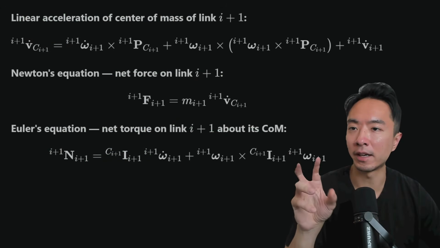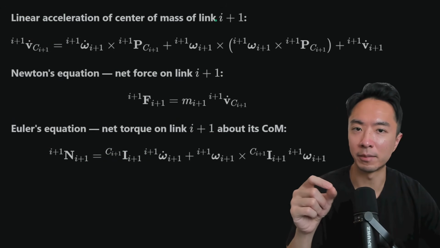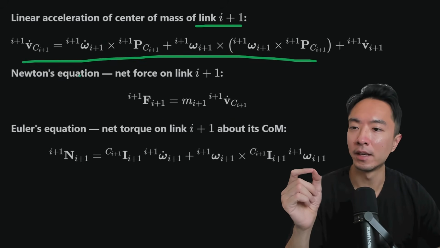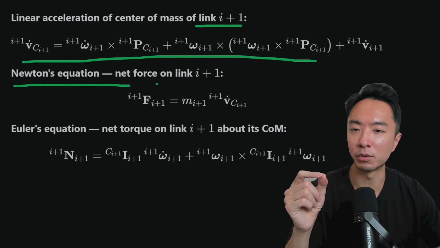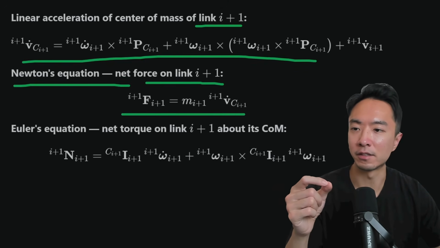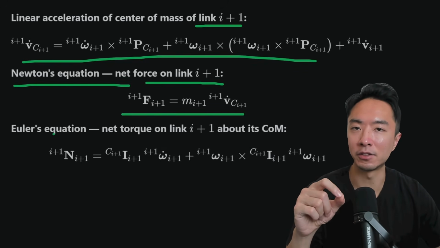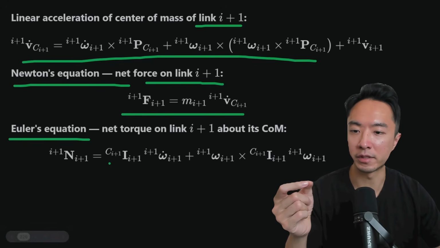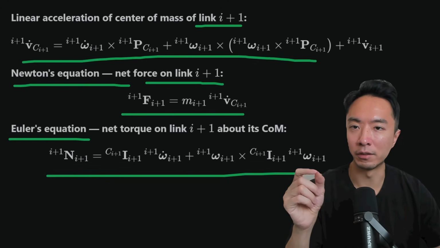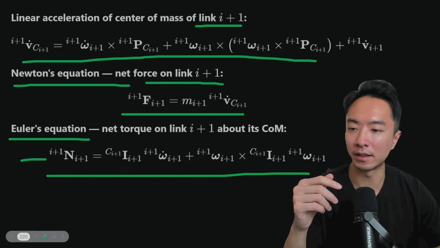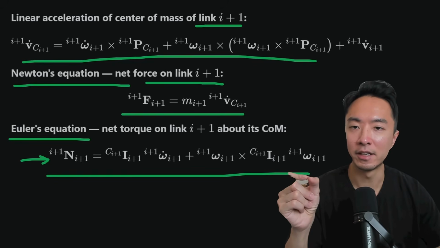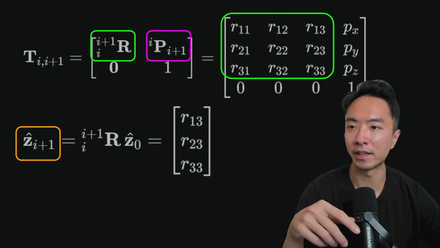So the part that has the linear acceleration of the center of mass for the link i+1, you're going to calculate it using this. And then we have Newton's equation, which is going to get you the net force on the link i+1. So this is your force. And then finally, to get the torque, we use Euler's equation, which is going to be this right here. So basically, the main goal of the first pass is to really get this Euler equation or the net torque on the link so that we could use it in this next pass.